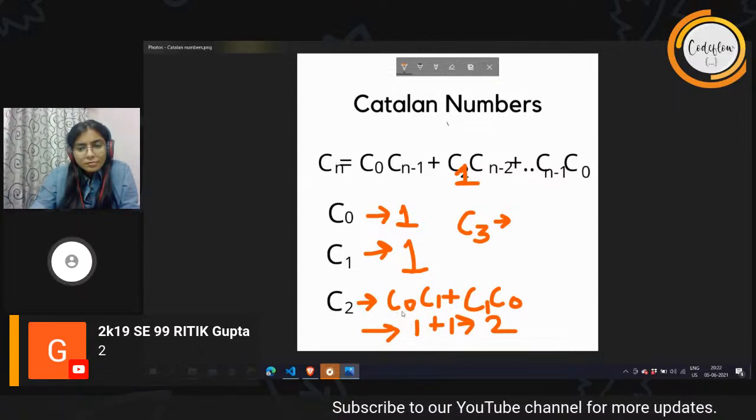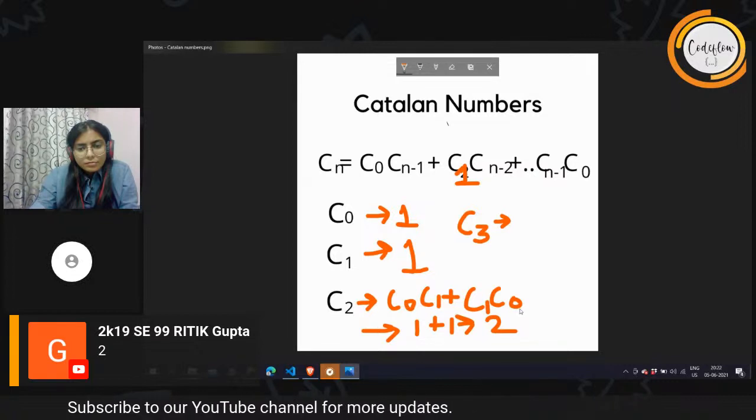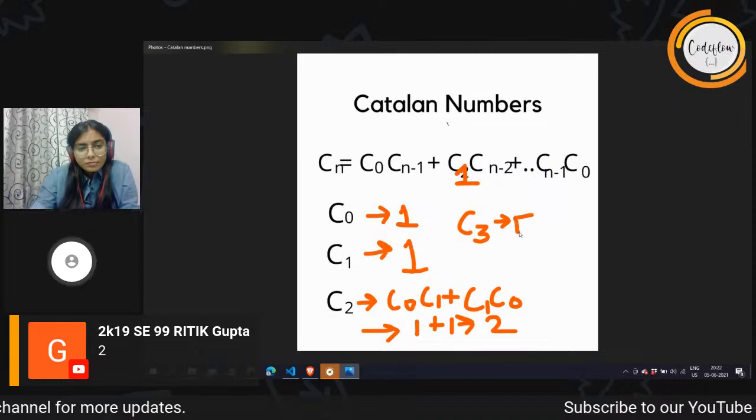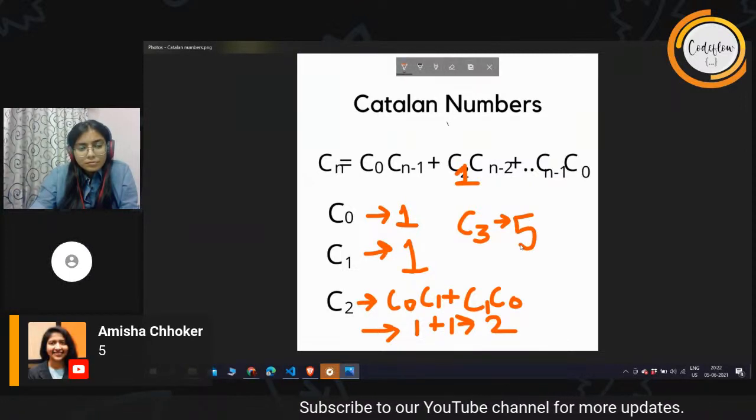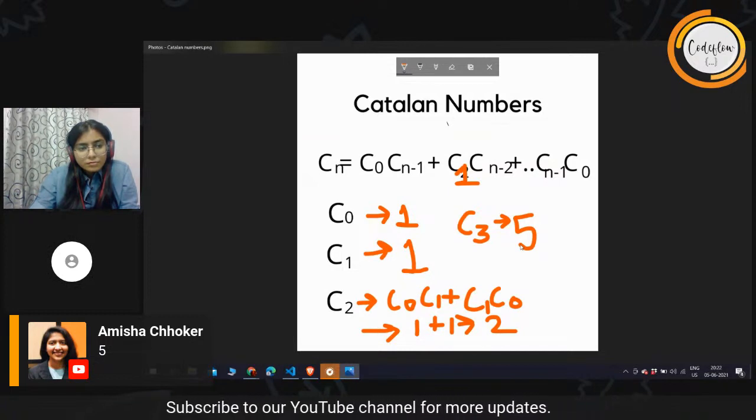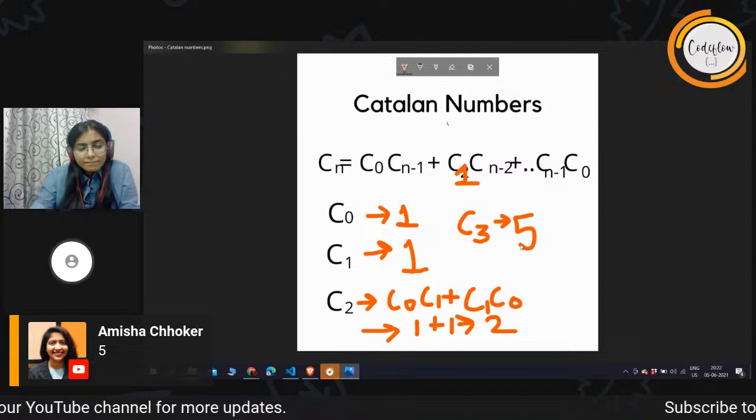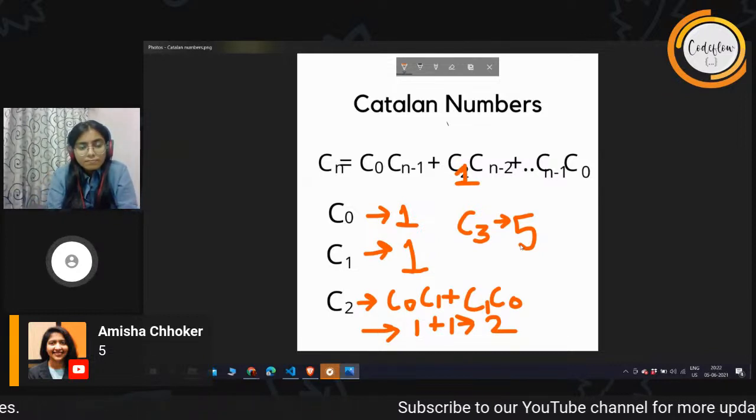Catalan number 2 will be C0, C1 plus C1, C0. Okay, Catalan number of 3 would be 5. Any doubt till now? You know the Catalan number is a series: C0, Cn minus 1 plus C1, Cn minus 2, up till Cn minus 1, C0. This is just a series.